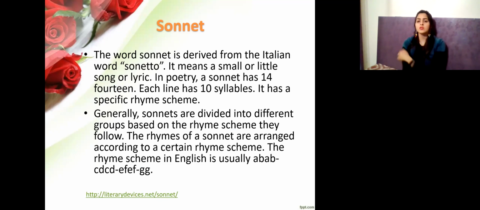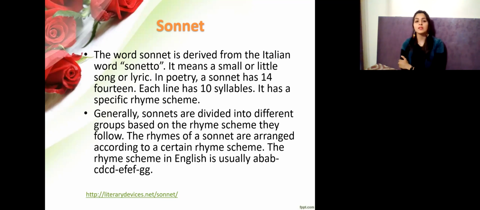Now, in poetry, a sonnet has 14 lines. There are many different types of sonnets also, but in poetry, as we're doing poetry here in special English, sonnet has 14 lines. It is a small little song of 14 lines. Each line has 10 syllables. Please note it down as these things are really important and this can come in your exam. So, how many lines a sonnet is, how many syllables each line has, then what is the rhyme scheme? It has a specific rhyme scheme, we will see later.